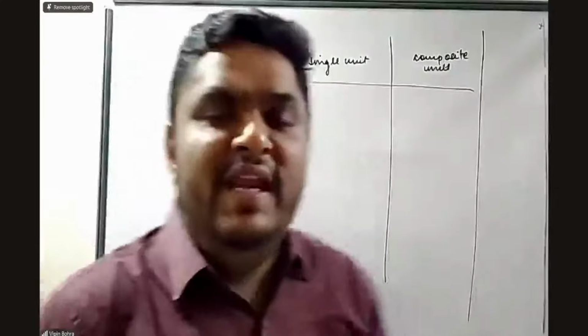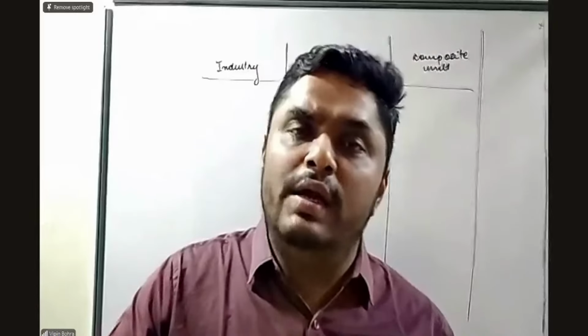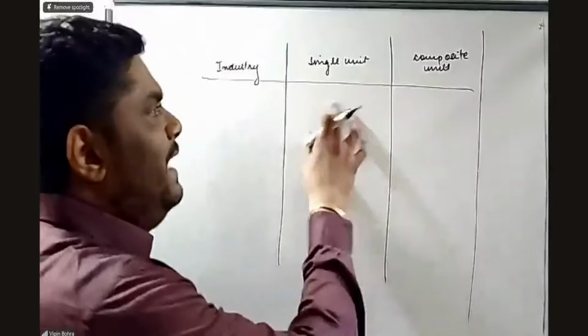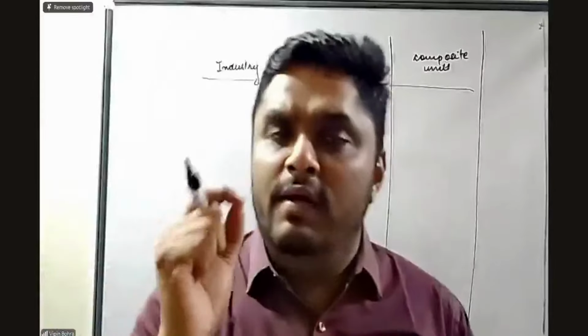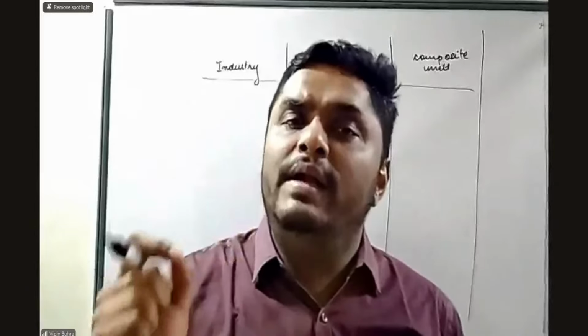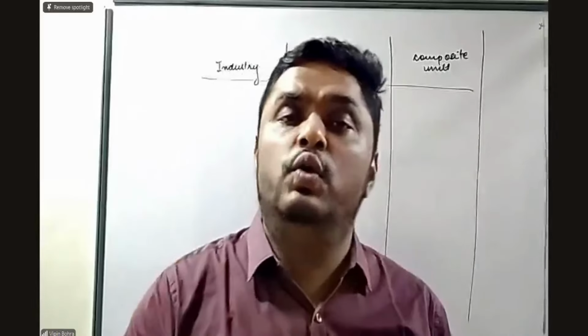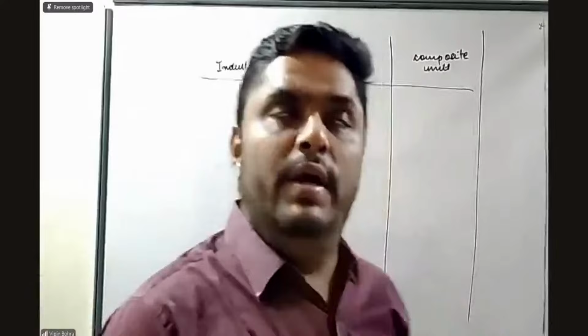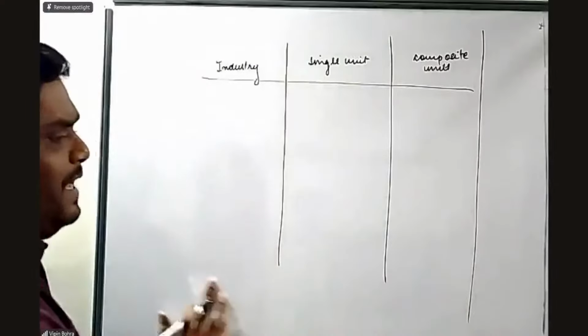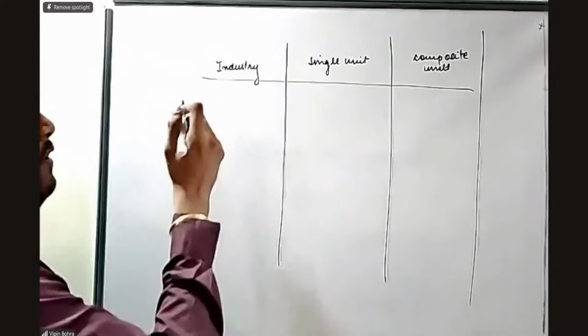The units may vary from industry to industry. Further, units are also of two types: single unit and composite unit. Wherein we are considering only one element, it will be a single unit, and if we are considering two elements, it will be a composite unit. So let me give you a few examples of the industries and the units thereof.